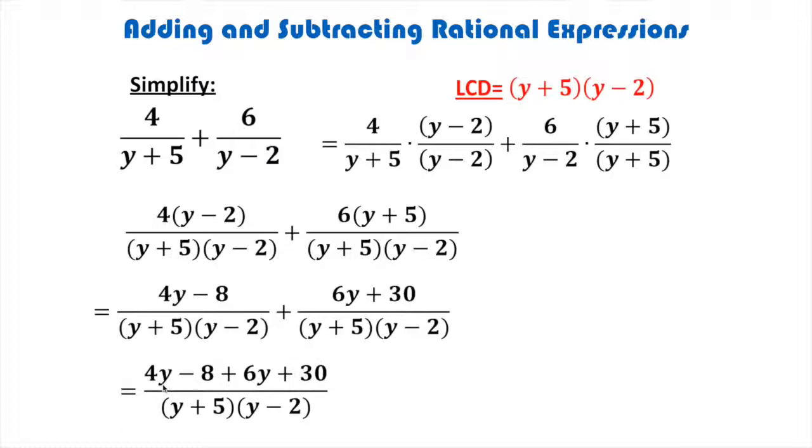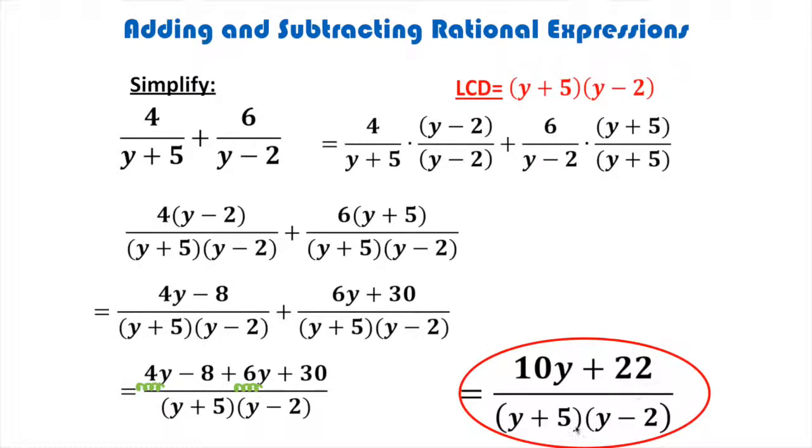All right, now I have a 4y and a 6y. I can combine those two together. So the 4y and the 6y I combine. That'll give me 10y. And I've got negative 8 and 30 would give me 22. So I've got 10y plus 22 over, and this is y plus 5 times y minus 2. And technically speaking, if you wanted to multiply these out, that would be y squared plus 3y minus 10. That would be accurate as well. Both of those two are accurate. I will accept this, and I would encourage you to write it as this because it makes it a lot easier whenever you're trying to reduce later on.